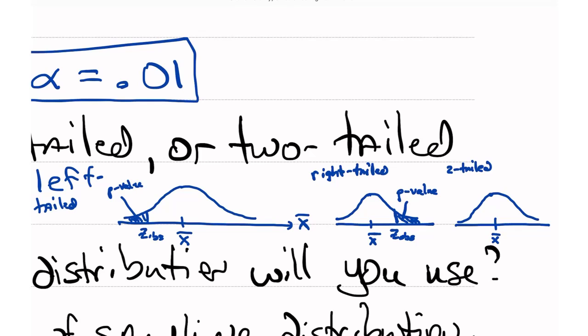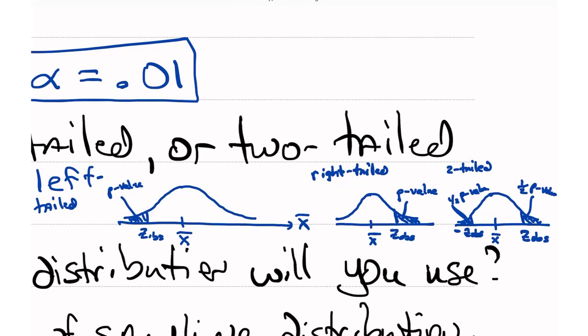Now we're looking at, we don't care if the z observed is down here or if it's up here. The p-value would be, if this is negative z observed, then the p-value would be the addition of these two. So this would be half the p-value, and this would be half the p-value.